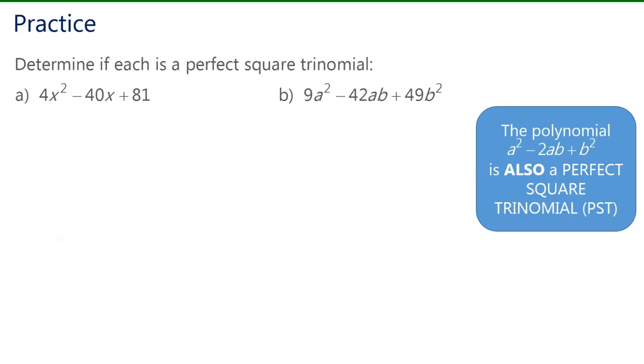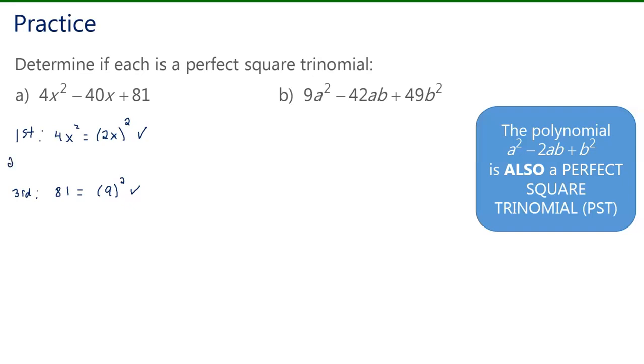Here's some practice. You may wish to hit pause here and try these all on your own. Determine if each is a perfect square trinomial. Let's do A. Let's look at the first term, 4x squared, which can be written as 2x all squared. So this is good. Let's look at the third term. The third term is 81. This can be written as 9 squared. This is good.